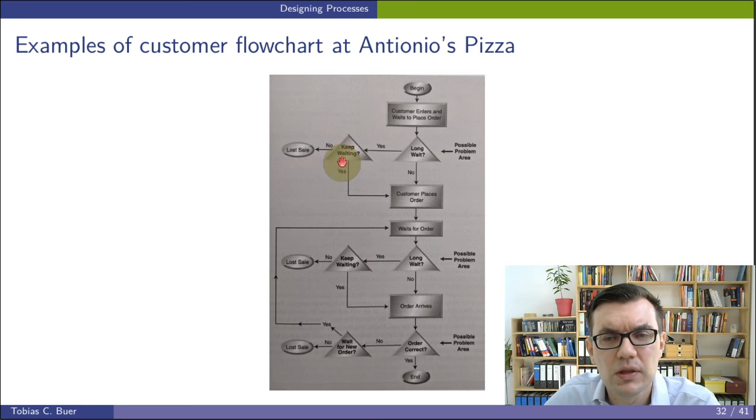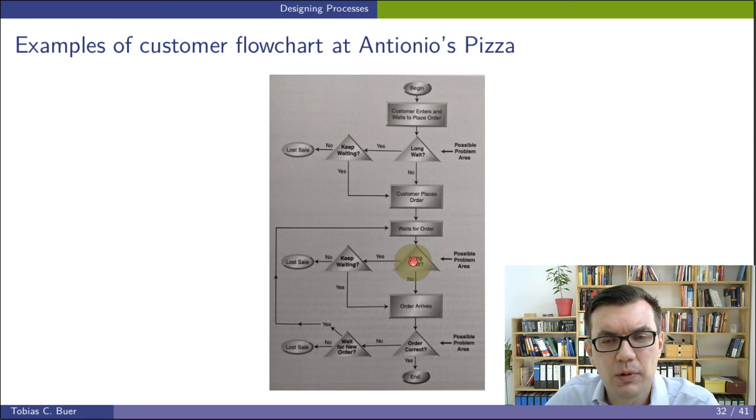If the customer is patient with us and accepts to wait longer, then finally the customer can place the order. Maybe the waiting time is not very long from the customer, and if the waiter is directly approaching the customer and gives him the menu, then the customer also can place the order. After placing the order, again the customer has to wait for the order. If the waiting time is not very long, the order arrives, and if the order is correct, then the customer is hopefully happy and enjoys a good time in our lunch.